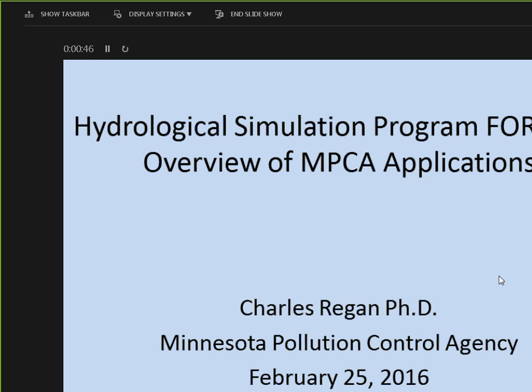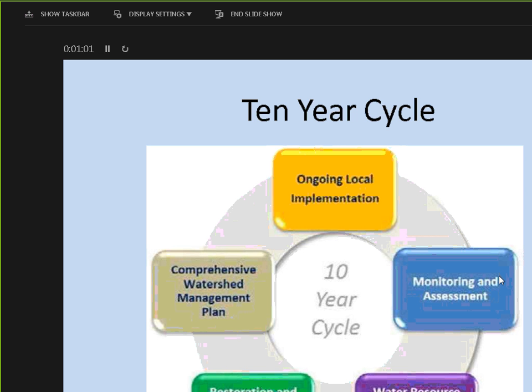So I'm Chuck Regan. I'm a research scientist with the Pollution Control Agency. I've been there since 1990. I've been working with the Hydrological Simulation Program, Fortran, since 2003. Here's a 10-year cycle that all the agencies are working on. Like Steve said, most of our HSPF activities fall within the activities under that purple box, the water resource characterization and problem investigation.